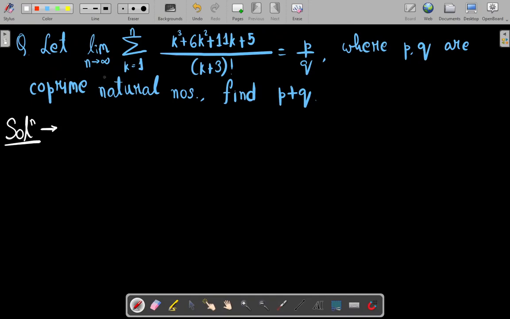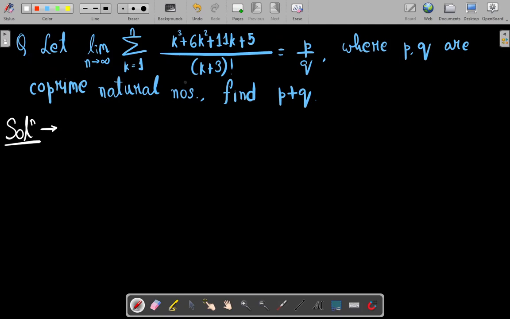Hello everyone. In this question, it is given that the limit of the summation as k goes from 1 to n of the fraction (k cube plus 6k square plus 11k plus 5) upon (k plus 3) whole factorial, as n goes to infinity, is the fraction p upon q, where p and q are co-prime natural numbers. Then we have to find the sum p plus q.